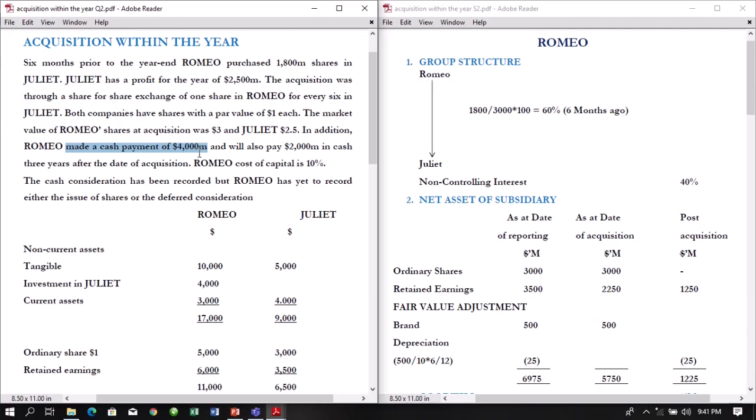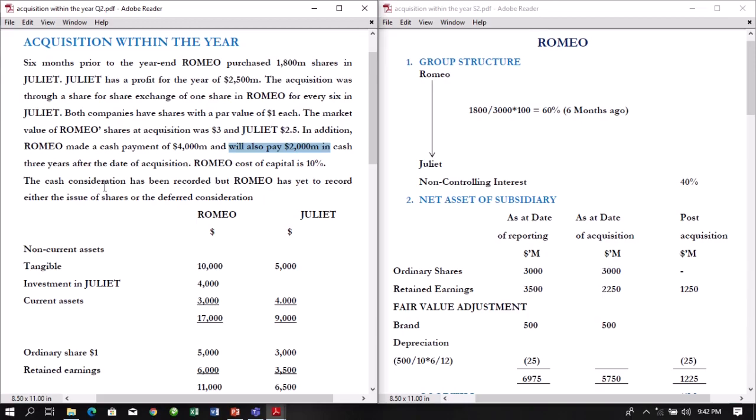And now, moving forward, what do you see again? The question also says Romeo will pay $2,000 in cash. But are we paying the money tomorrow? Are we paying it today? No. We said we are paying it in 3 years' time. And don't forget, if you are paying a particular sum of money in a future period, we call it a deferred consideration. And like most of you ask, what is the difference between deferred consideration and contingent consideration?